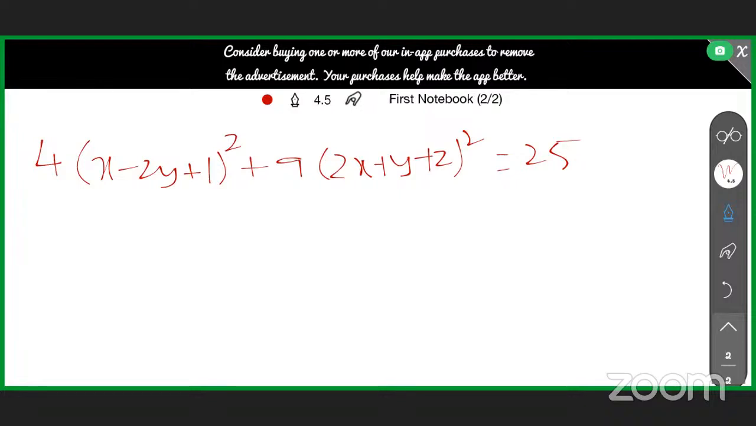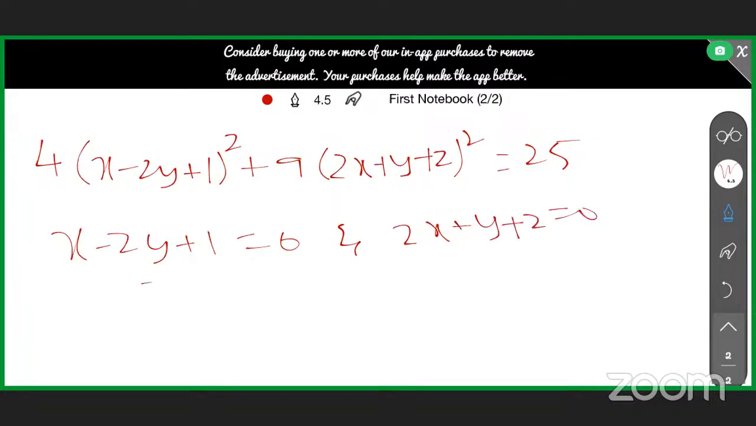If the lines x minus 2y plus 1 is equal to 0 and 2x plus y plus 2 is equal to 0 are taken as the new x and y axes, then what is the new equation going to be?